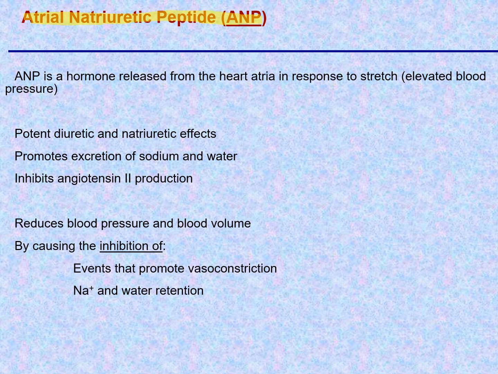ANP is released from specialized cells in the wall of the atrium of the heart, in response to stretch. The atrium of the heart stretches when blood pressure is higher, because the pressure they experience is higher. With that higher pressure, they're stretching, and they release it. ANP has potent diuretic and natriuretic effects.